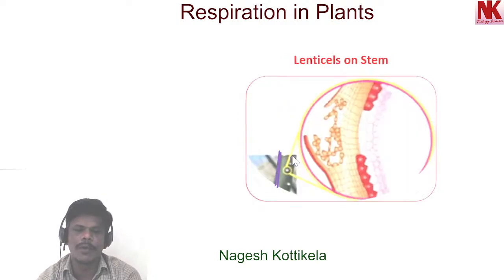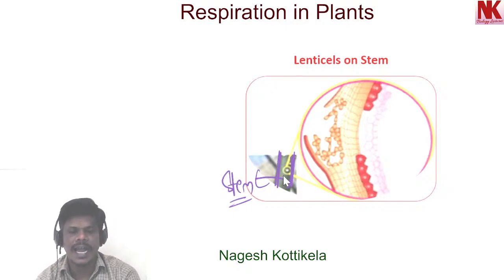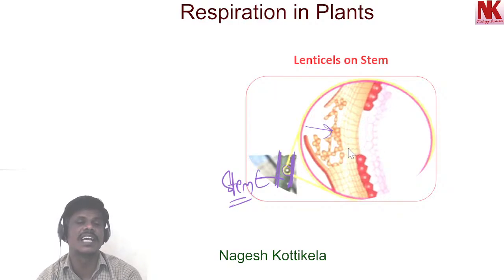Now moving to one more structure. This is a stem of a plant, and on the surface of this stem, lenticels are present. This is a magnified image of a lenticel. Through these lenticels, gaseous exchange takes place in plants, especially on the stem. So the stems have lenticels, and through these lenticels, gaseous exchange occurs in the stem. In the case of leaves, the stomatal apparatus plays a very important role in gaseous exchange.